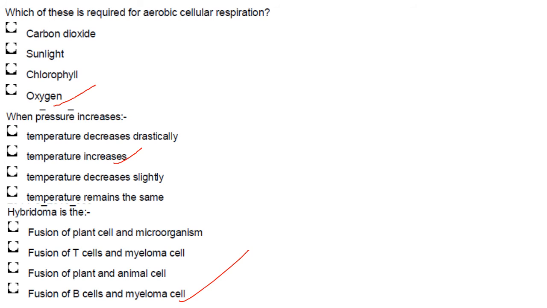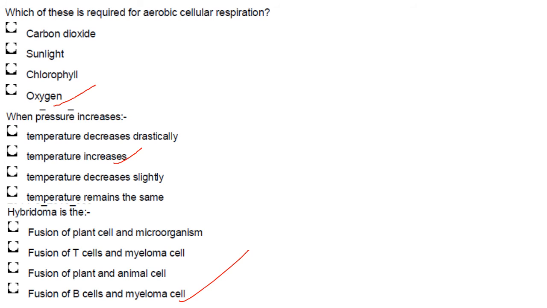Then, which of these is required for aerobic cellular respiration? During aerobic cellular respiration, glucose reacts with oxygen forming ATP that can be used by the cell. Carbon dioxide and water are created as byproducts. So, answer is option D, oxygen.